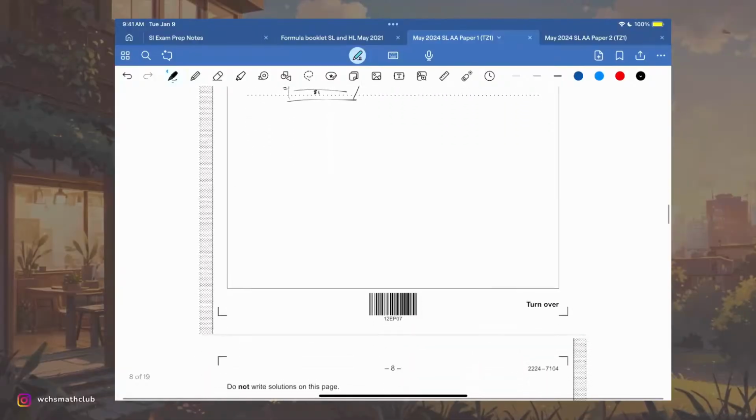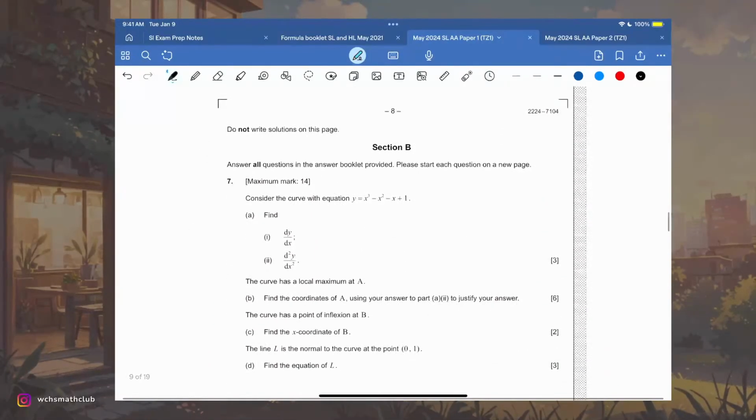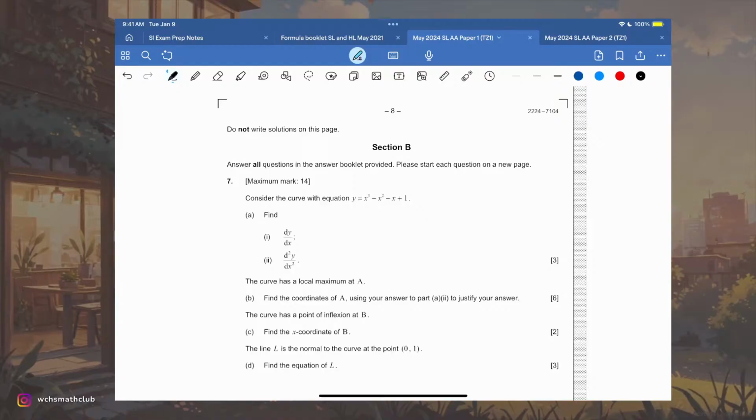Okay, great. Now we're going to move on to question 7, which is section B. But first, we're going to take a quick 5-minute break so you can catch up and you can try some of these problems for yourself.